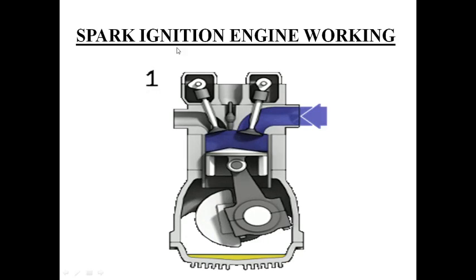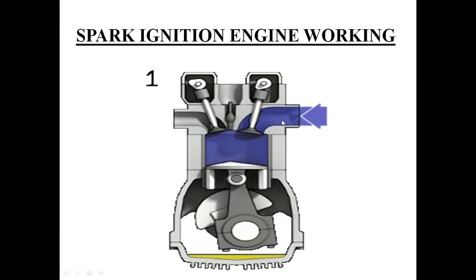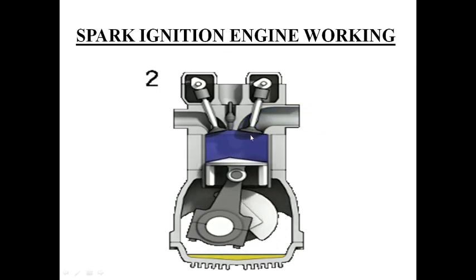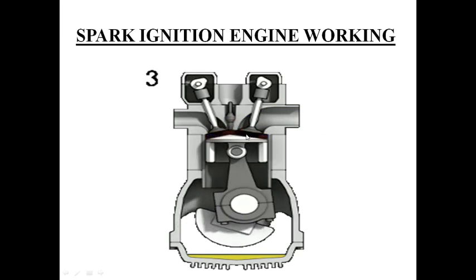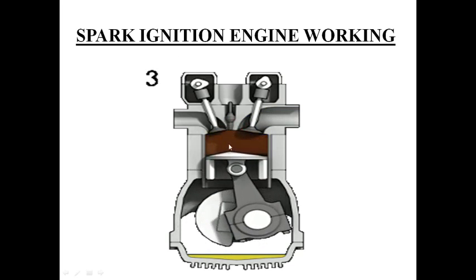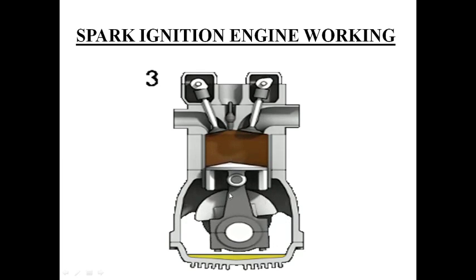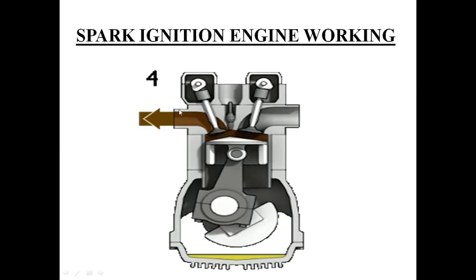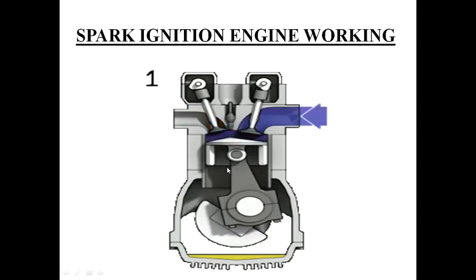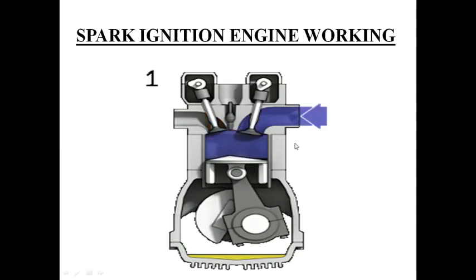This is how spark plug ignition works. Inlet air enters from the inlet valve. Now compression. Third is the power stroke, where the piston moves to BDC, and the fourth is exhaust, where the piston moves from BDC to TDC, and the cycle runs continuously. Thanks.